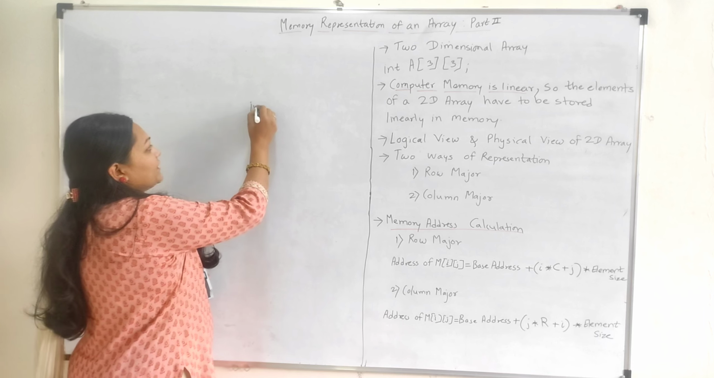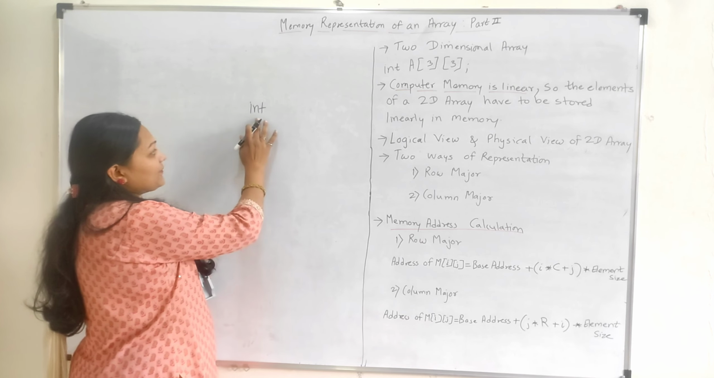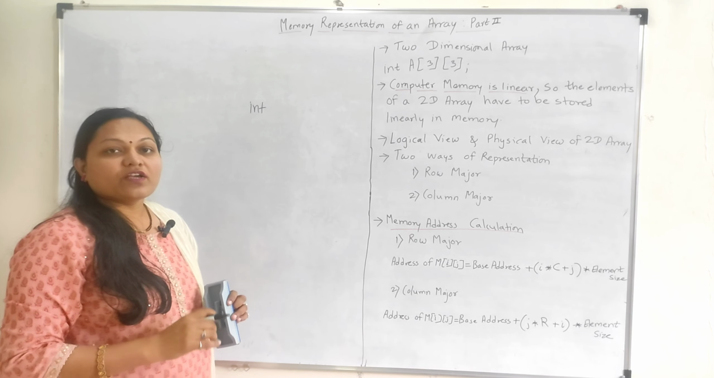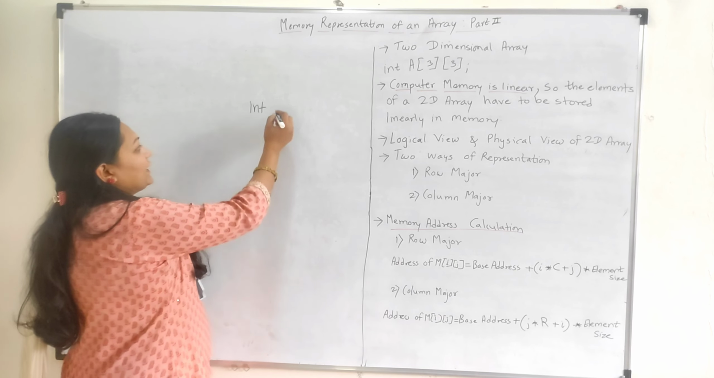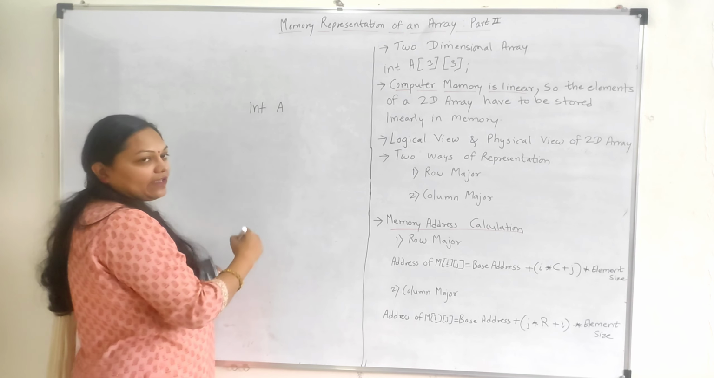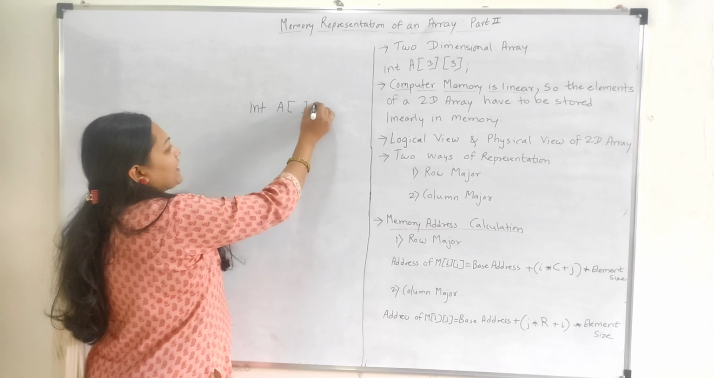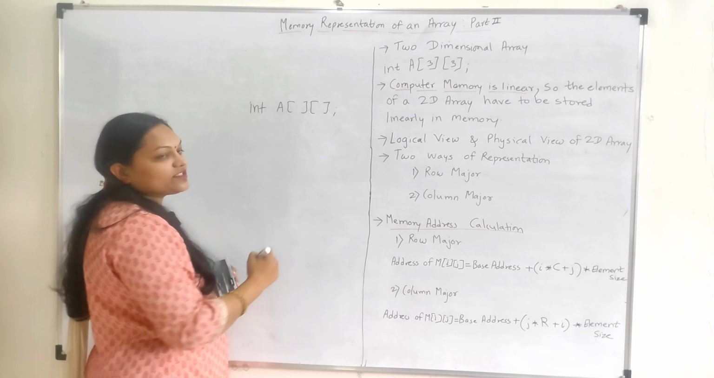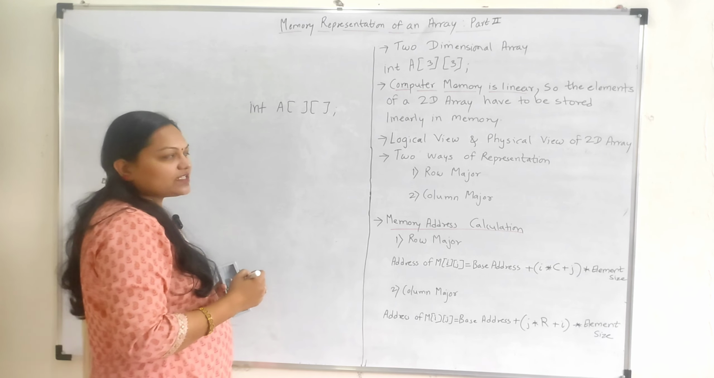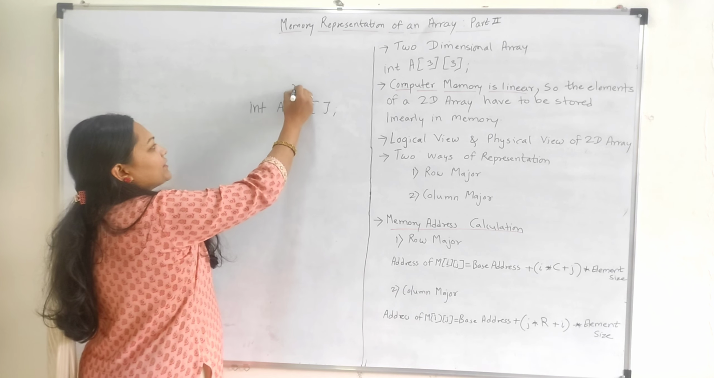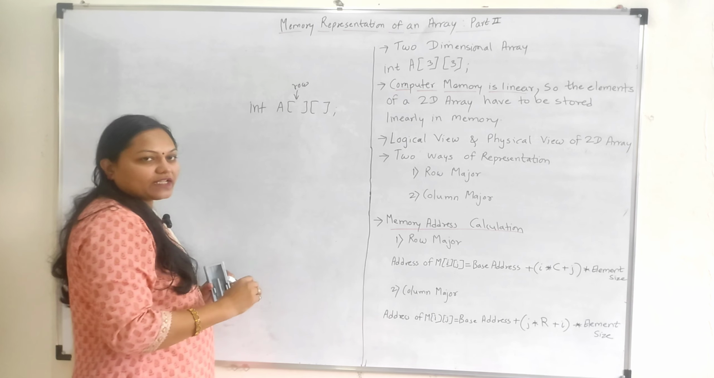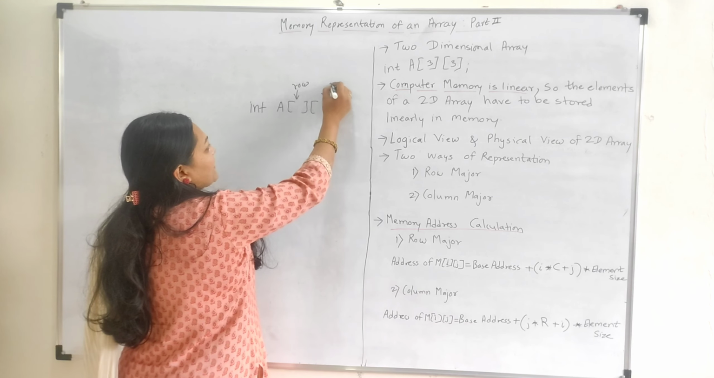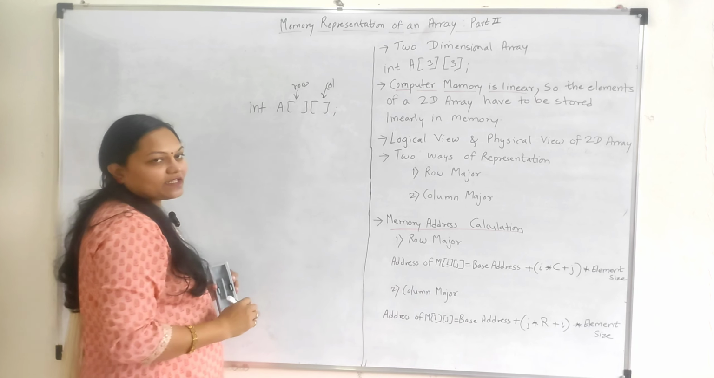You need to mention the data type, which type of elements you need to store in the two dimensional array, then the name of the array, and then the dimensions. So two dimensions we need to consider in a two dimensional array. The first one will represent how many rows there are. The second one will represent how many columns there are.